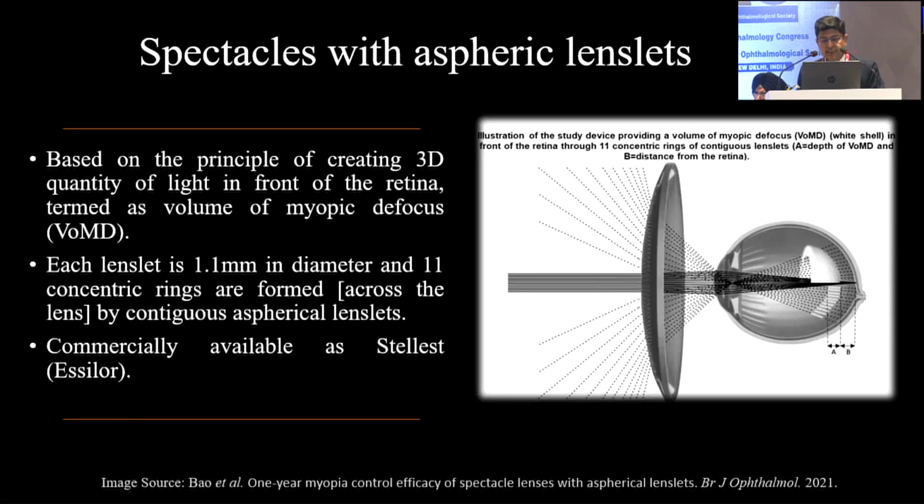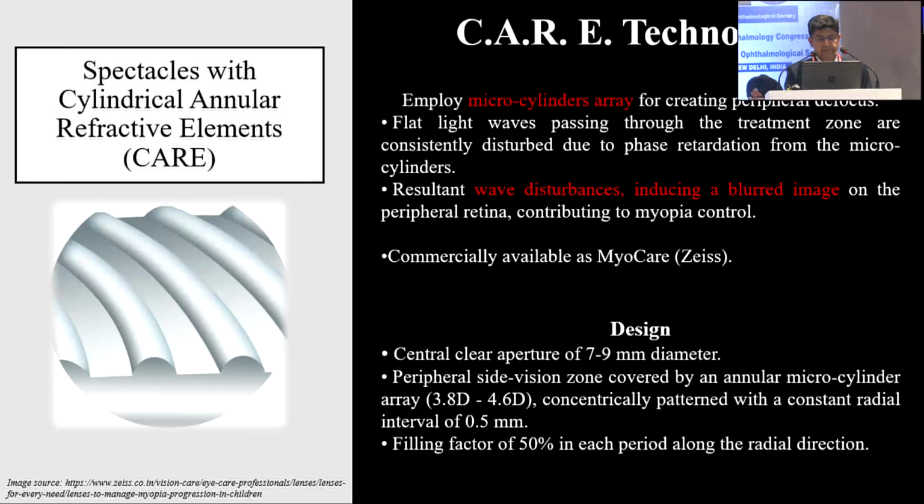The Stellest lenses or the SLR based lenses had a very slight difference. They've talked about a volume of light in front of the retina, or a myopic defocus. So they have an increasing power from the center towards the periphery, because again, because of the prolate shape, the claim is that it's getting more and more steeper. So a standard 3.5 diopter add may not always give you a myopic defocus in the periphery, and therefore the powers increase. So this is the Stellest commercially available from SLR.